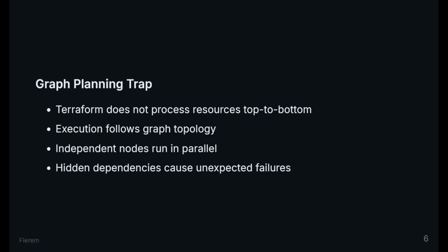Beginners often assume Terraform processes resources sequentially from top to bottom. Terraform ignores file order because the planner executes nodes based on graph topology. Two resources without dependency edges can run in parallel. The outcome is faster deployments, but also surprising failures when hidden dependencies exist.